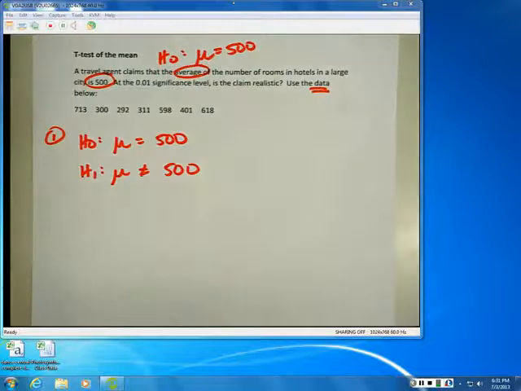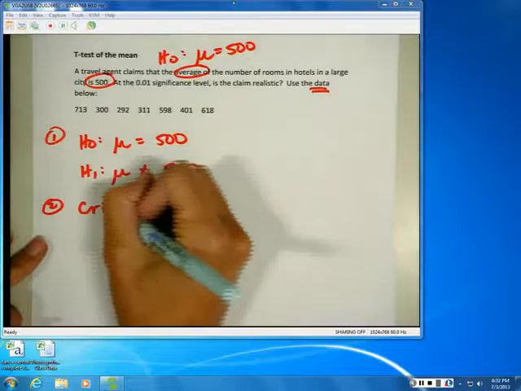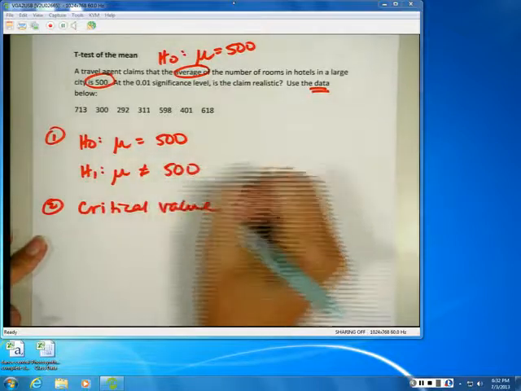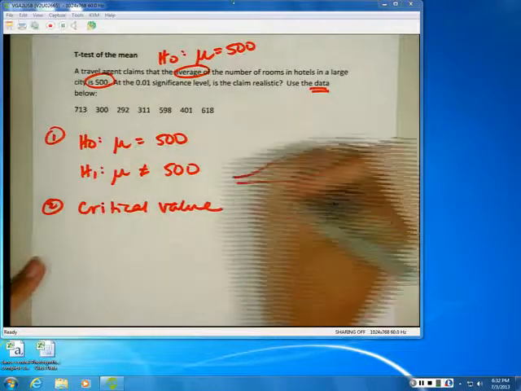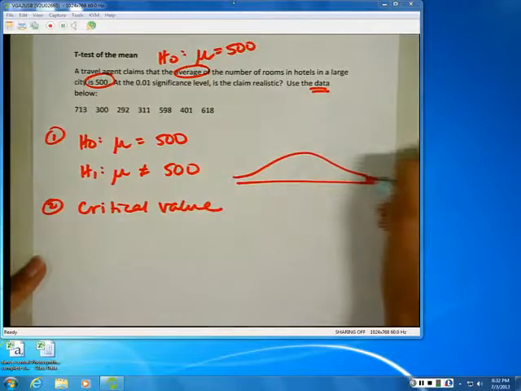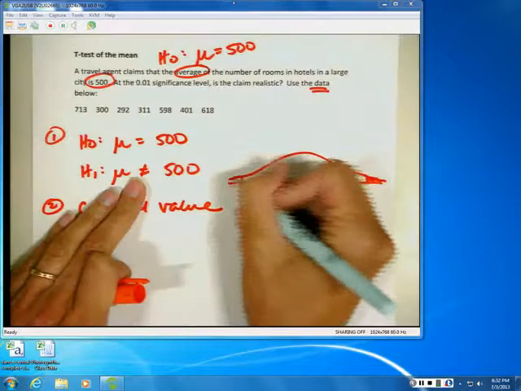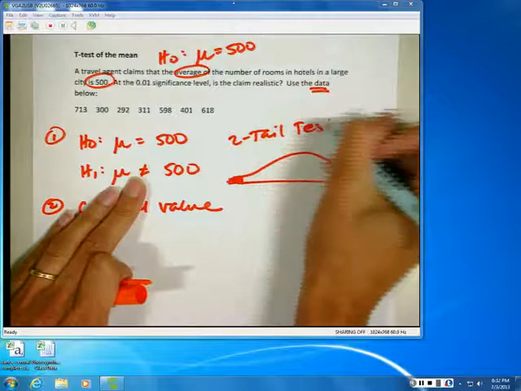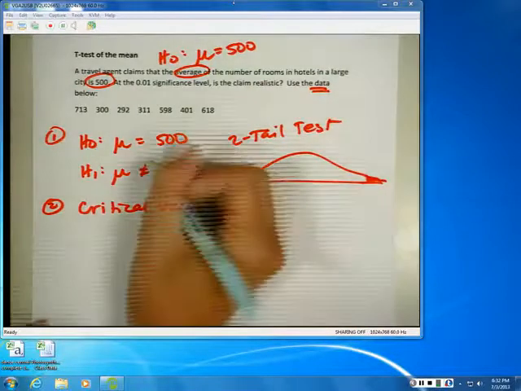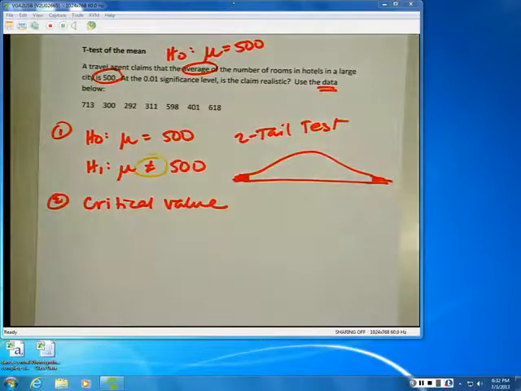Okay, so step number 2, we need the critical value. Let's see, alpha is 0.01. If I just sketch myself a quick curve here, I have a teeny tiny little rejection area, but it's not equal, so it's split between both the left and the right. So this is a two-tail test. Anytime you have the not equals, it's two tails, because it could be less than or more than. Anytime you have the greater than or just the less than, it's one tail. So I need table F again, so let me grab table F.